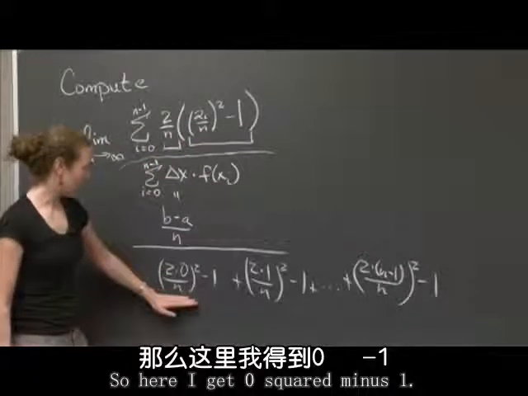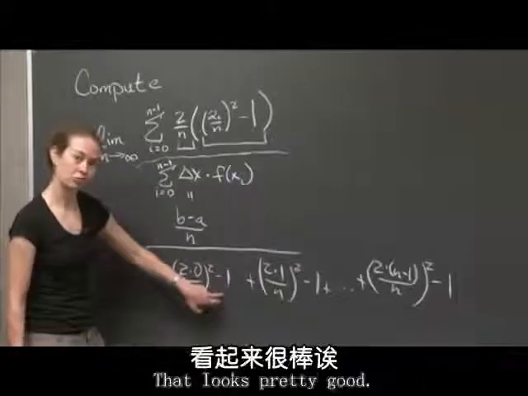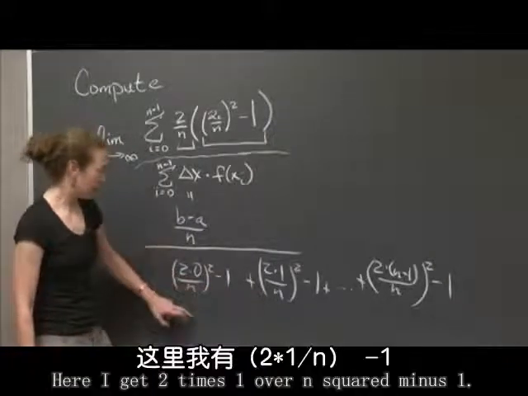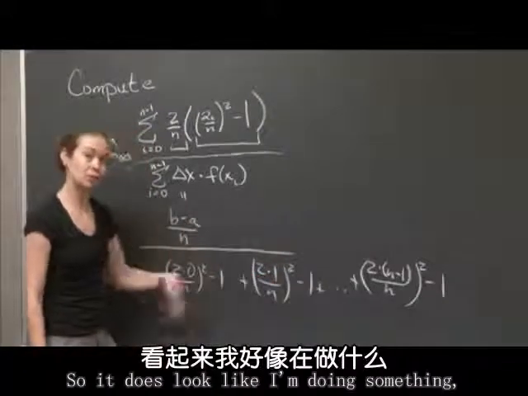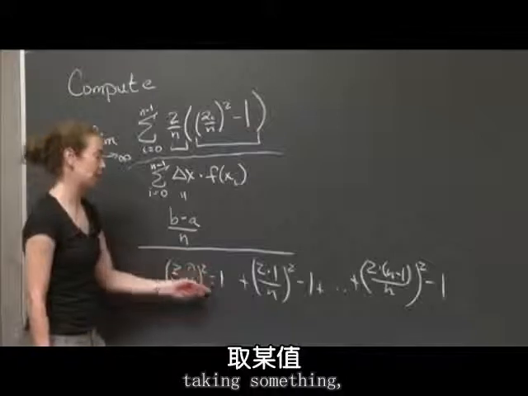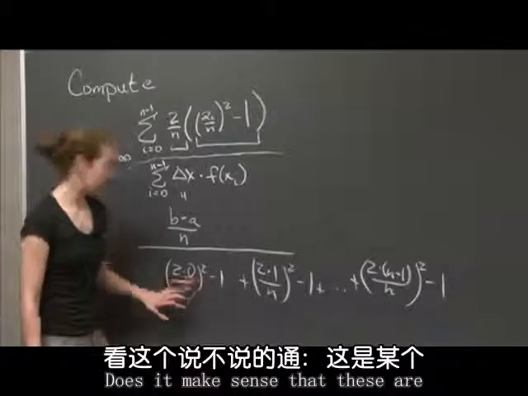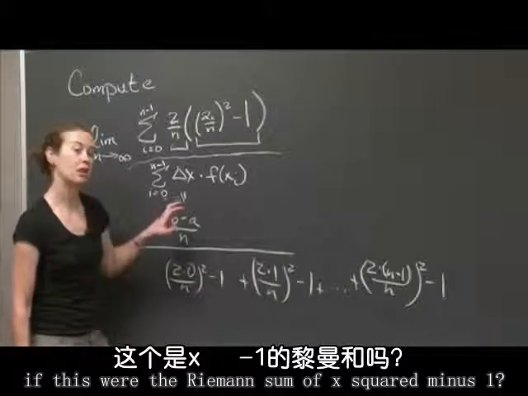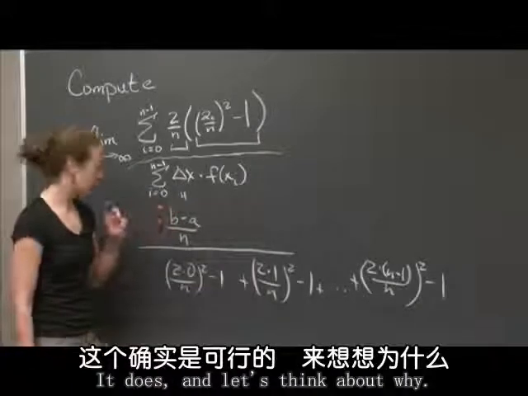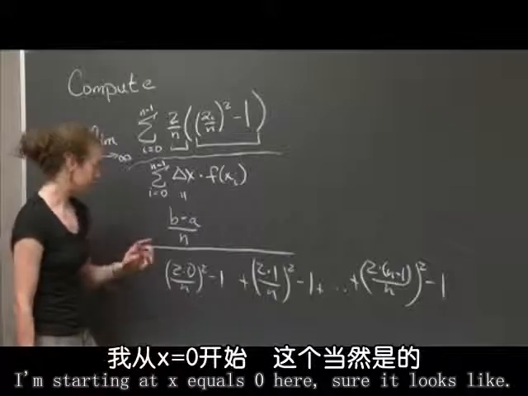So here I get 0 squared minus 1. That looks pretty good. Here I get 2 times 1 over n, squared, minus 1. So it does look like I'm doing something, taking something, squaring it, subtracting 1. Does it make sense that these are the kind of x values I would expect to get if this were the Riemann sum of x squared minus 1? It does, and let's think about why.